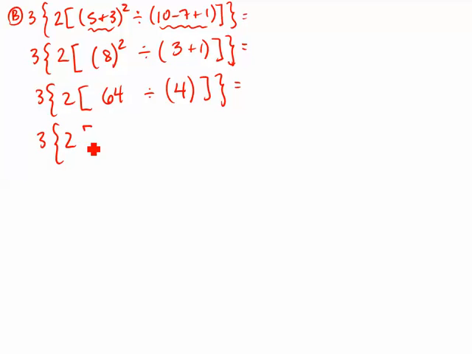3, bracket, 2, bracket, 64 divided by 4. If I do that, it is 16. I cheated a little bit there. And now this bracket's gone, so now I'm left with this and that.